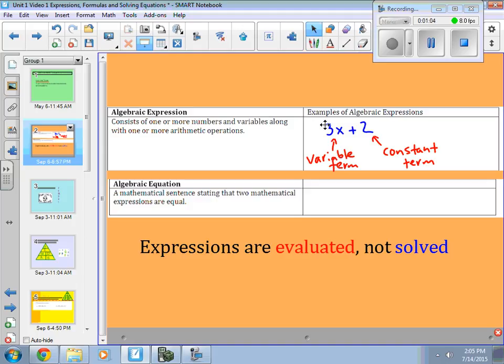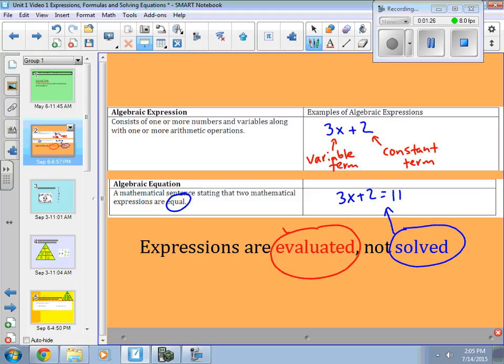The next term, algebraic equation, that's where you take two things and put them equal to each other. So if we take the same 3x plus 2 we just had and put it equal to something, now it becomes an equation. When we talk about these, equations are solved. Expressions, though, are evaluated. So we won't be able to solve this first one down for a number. We'd just be able to simplify it or evaluate it.